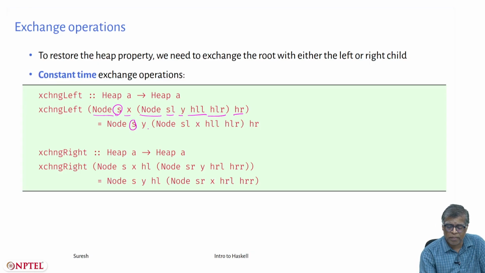So size remains the same. Instead of x, I have y, and I have the same node size of left, x, HLL, HLR. So there is nothing at all, nothing changes except y and x get swapped, that's all. Okay. Similarly, exchange right means nothing else happens except x and z are getting swapped.